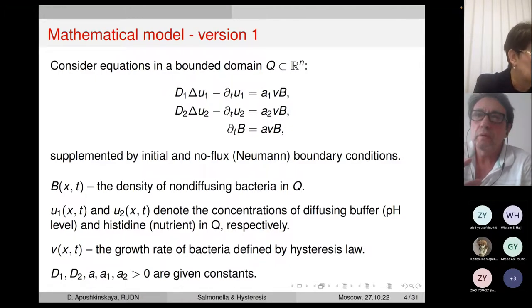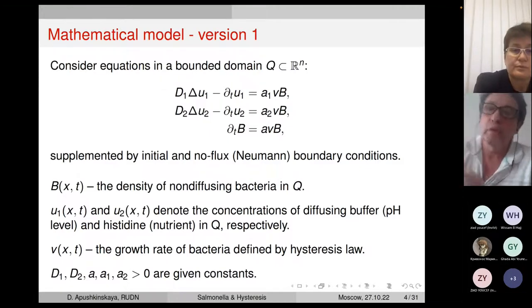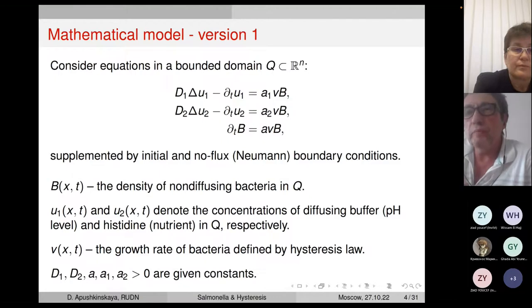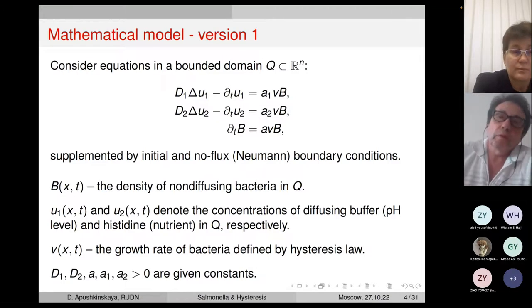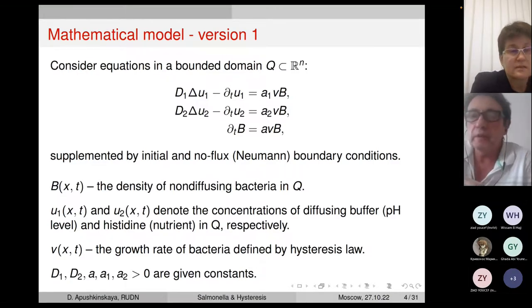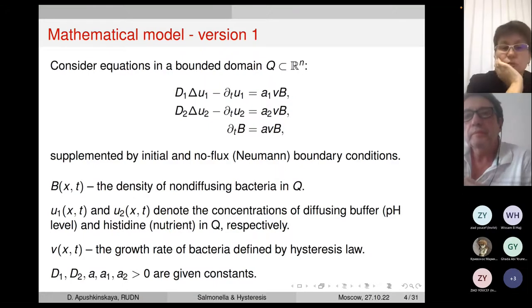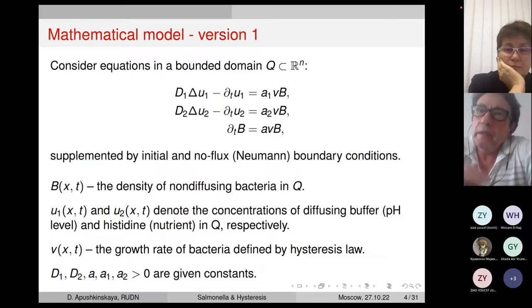U1 and U2. It's concentrations. Yeah, concentrations, but of what? Because it's written "diffusion buffer", so I understand it as some molecule, and nutrients, yes, probably also. Yes, we can say that it's some molecule. Okay, but then let us consider, for example, the first equation.